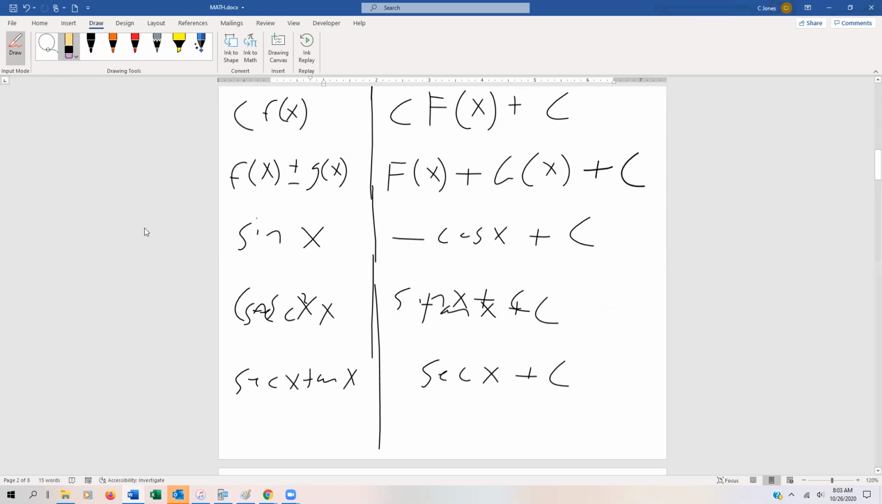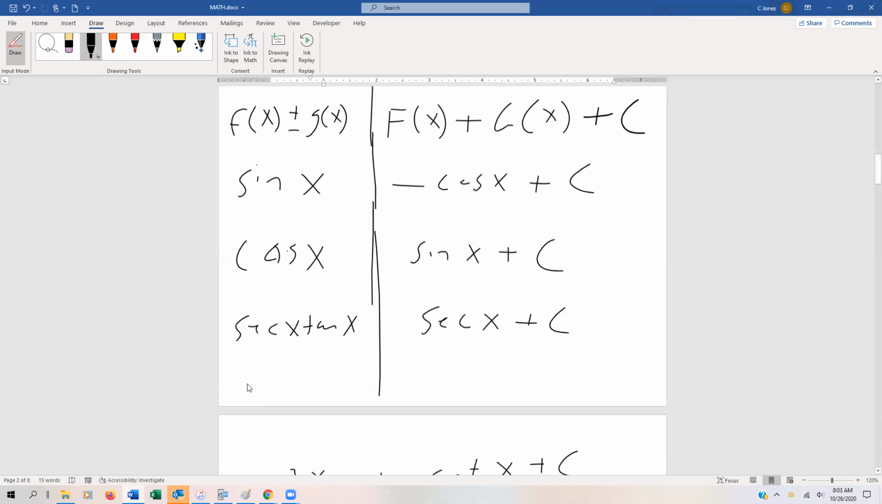And looks like something happened here, so I'm going to erase this. Probably when I was scrolling this prior. If I have the cosine of x, then the antiderivative of cosine is going to be positive sine of x plus the constant. Right? We know that when we took the derivative of secant, that gave us secant tangent. So if we want to go backwards from secant tangent, that's secant.